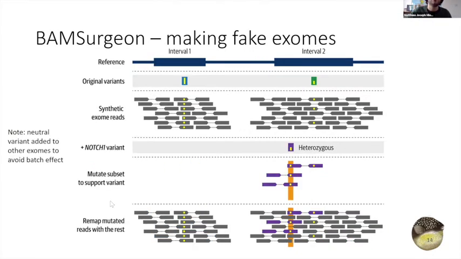And then the second separate step is using BAMSurgeon, where you essentially just pick particular locations where you're supposed to have a Notch1 variant and add them to specific files.